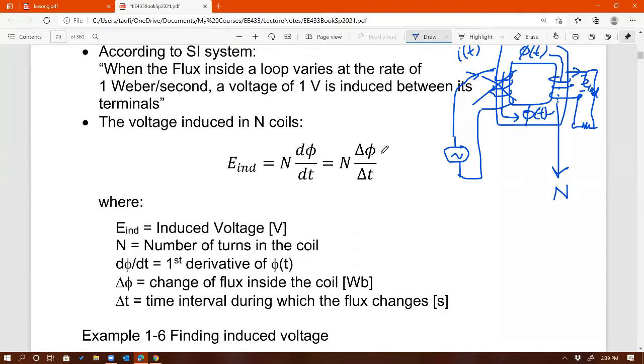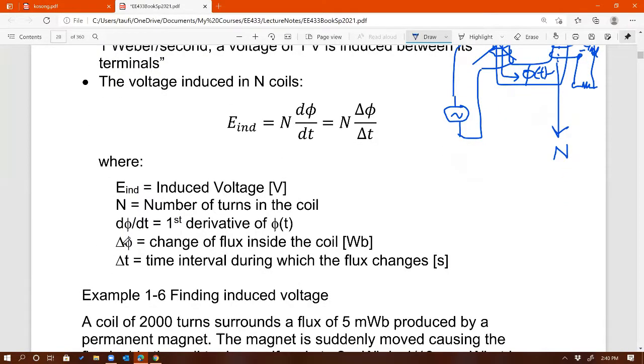The induced voltage is equal to N times delta flux over delta T, right? If the change is not continuous, then you can do delta flux over delta T. E is the induced voltage and N is the number of turns in the coil. The dflux/dt is the first derivative of the flux, which is basically the slope of the flux with respect to time. And delta flux is the change of flux inside the coil. Delta T is the time interval during which the flux changes, in seconds.